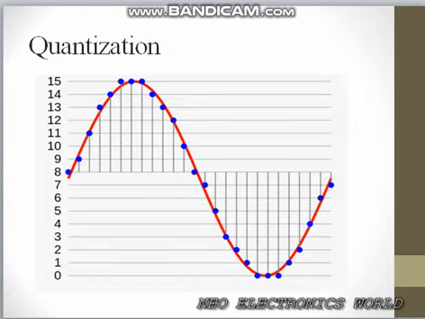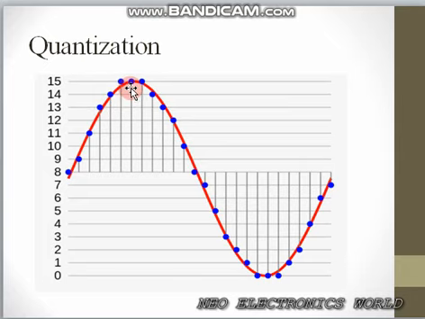Okay, then quantization. As I have explained earlier, quantization means approximation of the amplitude to particular levels. Here this is approximated to 9, then this 11, then this is in between 12 and 13, so it is approximated to 13. It is in between 13 and 14, so it is approximated to 14.